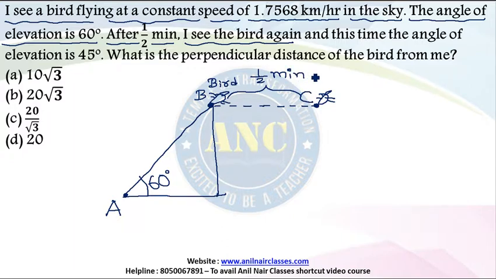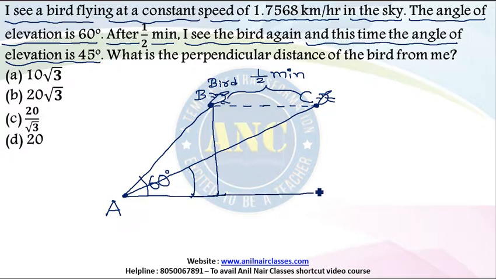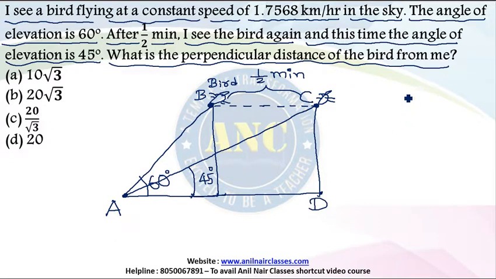I see the bird again, and this time the angle of elevation is 45 degrees. I did not change my position. I am at point A itself. This bigger angle with the level ground is given as 45 degrees in the question. Next, what is the perpendicular distance of the bird from me? Perpendicular distance, that means from the level ground where I am, this particular distance CD is what they are asking in the question.